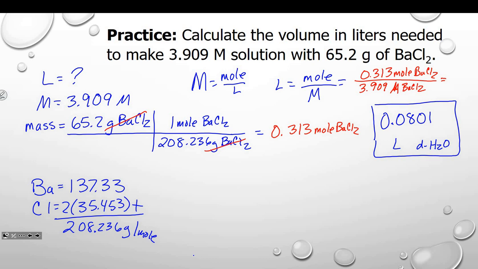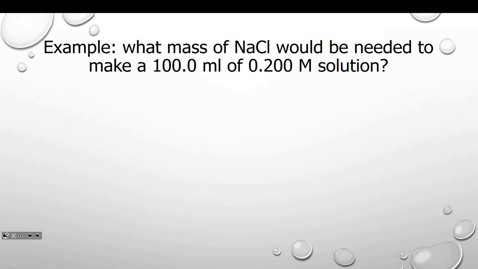How do we do? Thumbs up, I got it. Thumbs down, I didn't. Thumbs sideways, I have no clue what's going on. That's distilled water, DH2O. Okay, are we feeling okay? Okay, let's go on to the next one. Let's see what we can do.